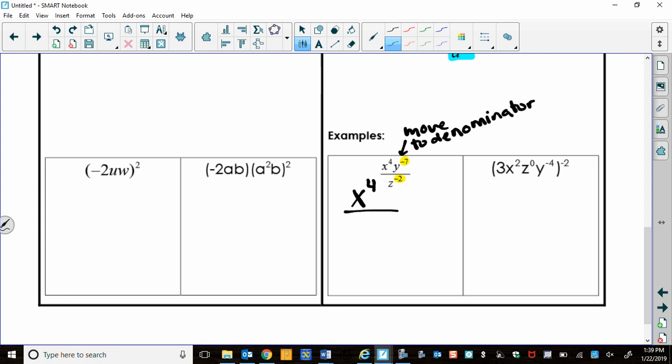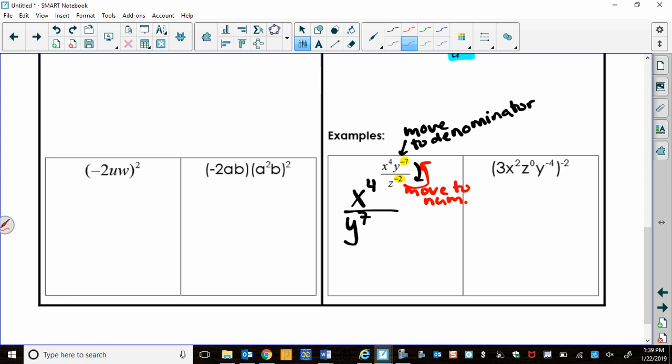a positive number. So this number I'm going to switch down to the bottom, so it'll be y to the positive 7. And now this z to the negative 2, I can't have a negative exponent, so I have to move it up to the numerator. So move to the numerator. There's no other place to go except for up.